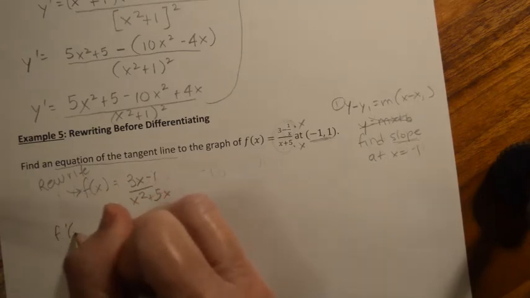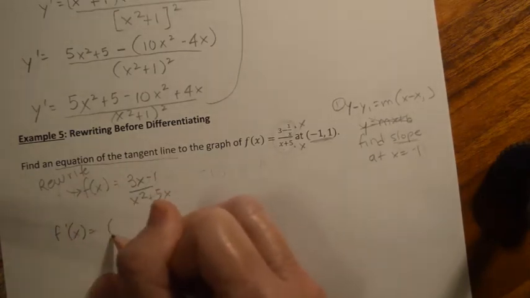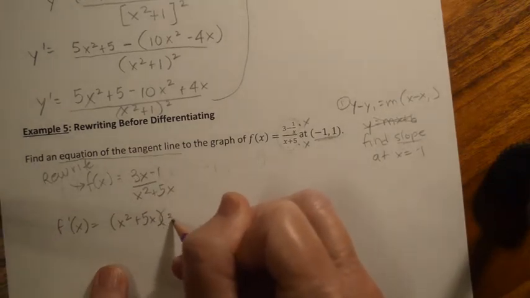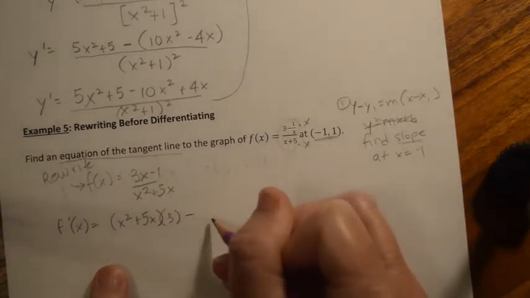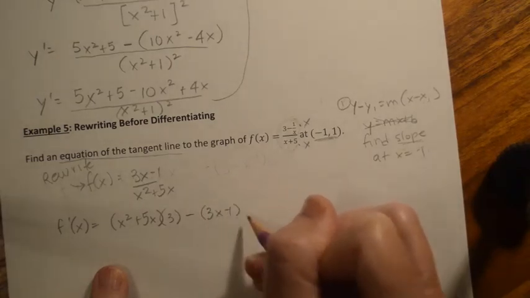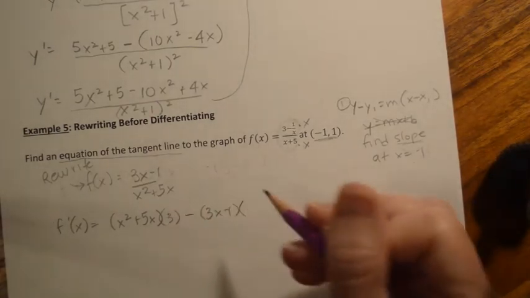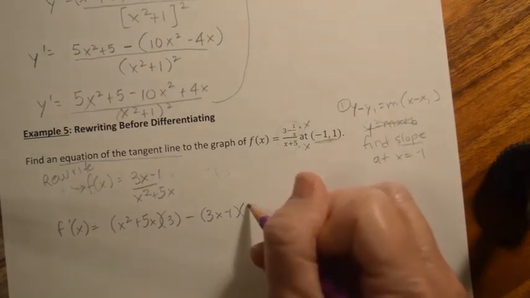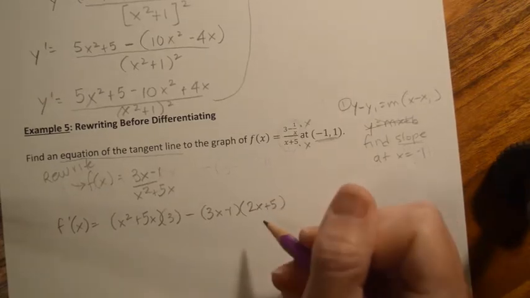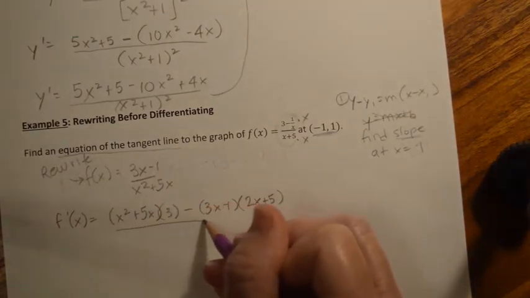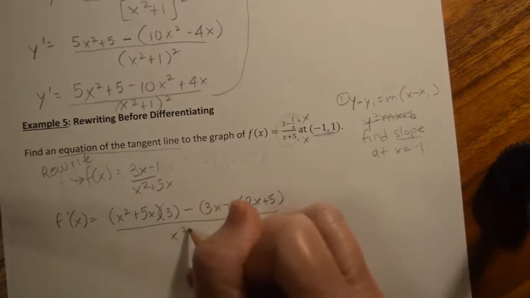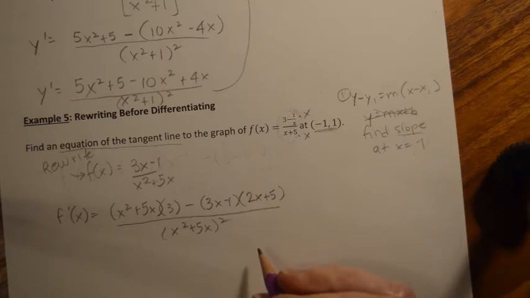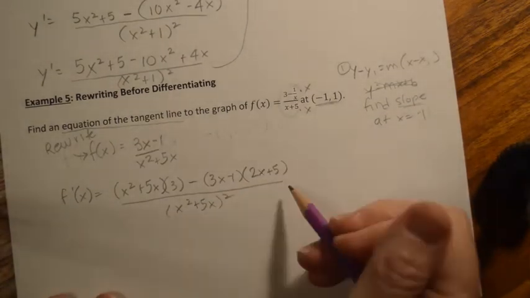So let's use the quotient rule. So it says take the bottom, x squared plus 5x, times the derivative of the top, which is just 3, minus the top, 3x minus 1, times the derivative of the bottom. Hopefully you said that was 2x plus 5, all over the denominator squared. So we've got (x squared plus 5x) squared.